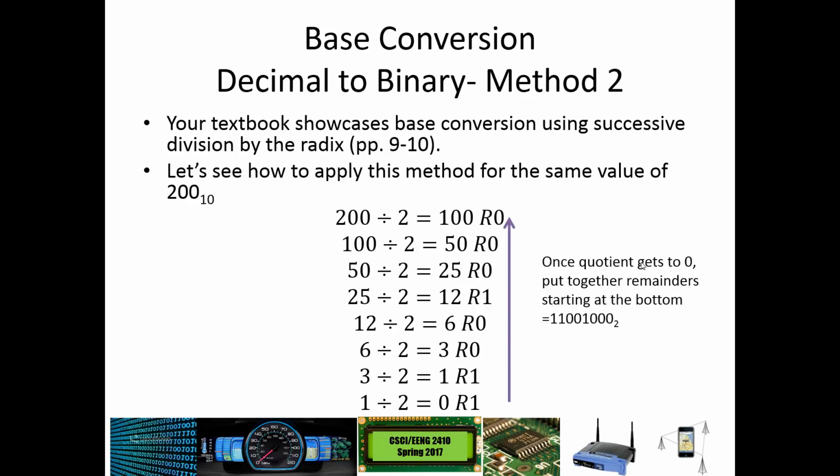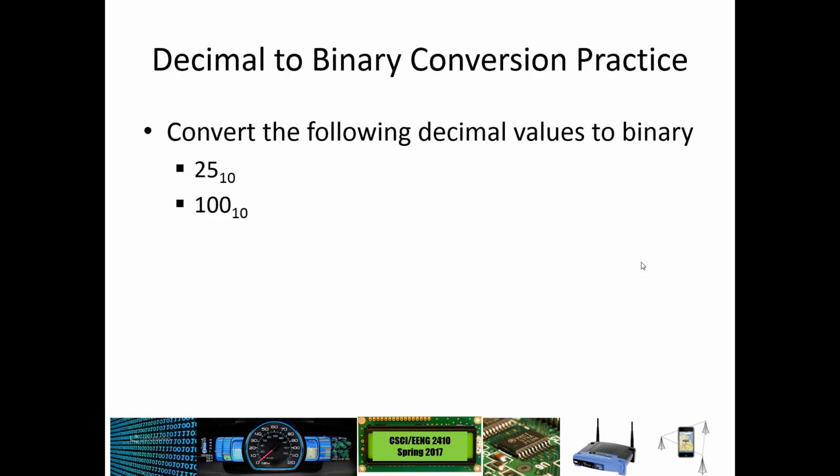Then what we can do is actually assemble the remainders in reverse order, starting at the bottom and putting them up in the top. And that actually works out to give us all of our powers of 2, just by assembling them in reverse order. So if you want to learn more about that, pages 9 and 10 in your book explain that particular method and why that works. So here's another opportunity to pause the video and do a little bit of practice and figure out how to convert 25 base 10 and 100 base 10, two decimal values, into binary.